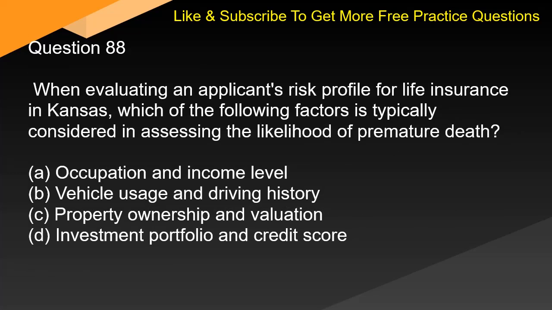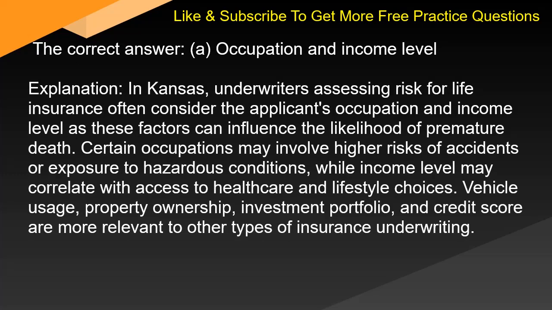Question 88. When evaluating an applicant's risk profile for life insurance in Kansas, which of the following factors is typically considered in assessing the likelihood of premature death? A. Occupation and income level. B. Vehicle usage and driving history. C. Property ownership and valuation. D. Investment portfolio and credit score. The correct answer, A. Occupation and income level.